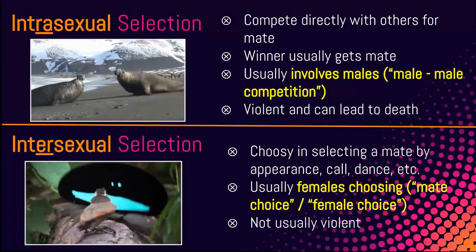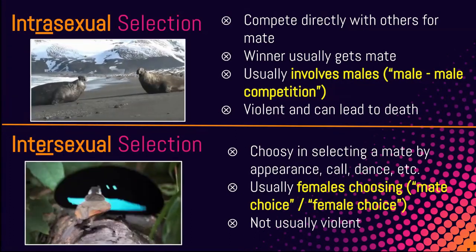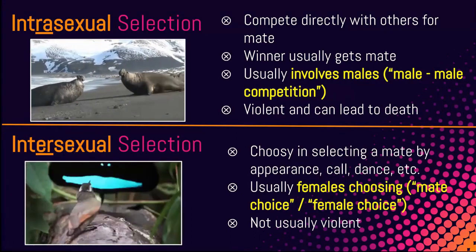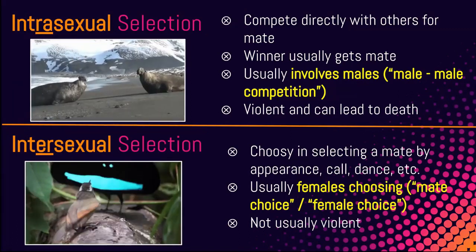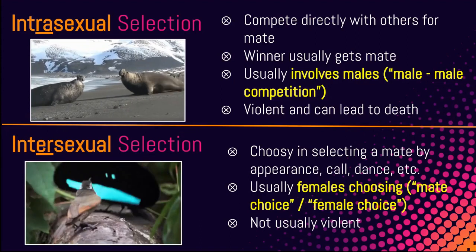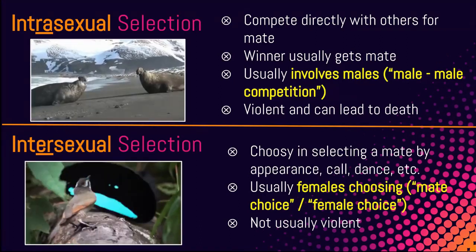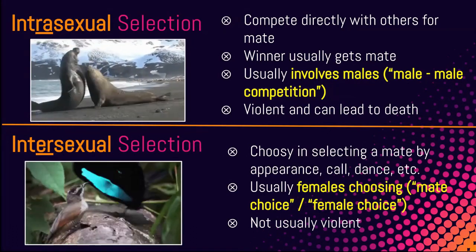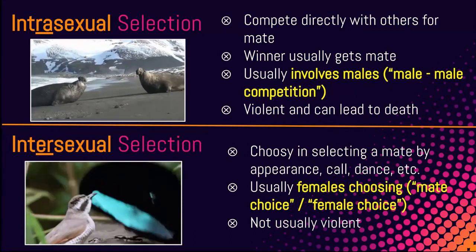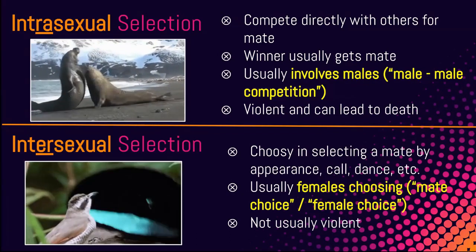Our next one, we have intersexual selection. This is the one where actually the female is choosing and the male is dancing around and trying to get the attention of the female, or building a nest to attract the female, or doing a certain type of call to get the female's attention. And this is not usually violent at all. The female will sort of look and be like, no, I'm interested, or nope, I'm not, I'm going to leave. And again, it's not usually violent.